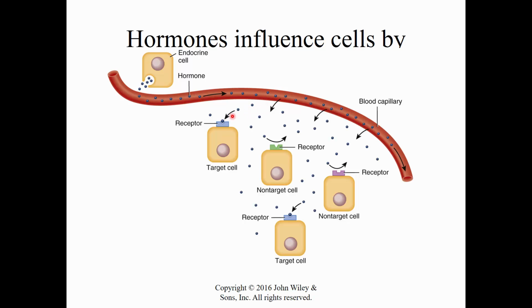Now, if that hormone finds the right receptor, it will have an action on that cell, that target cell or the effector. Notice there are other cells with other receptors, but those receptors don't bind that hormone. So that hormone has no way to affect this cell because there is no receptor. But we have a cell here and we have a cell here. Those are the targeted cells because they have a specific receptor that is able to bind and react to that particular hormone.